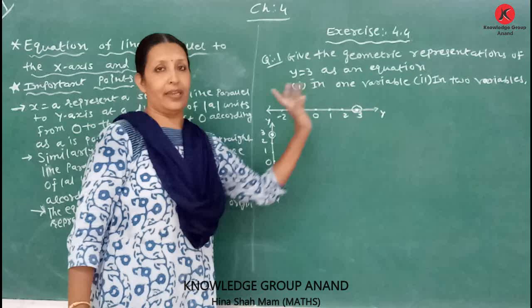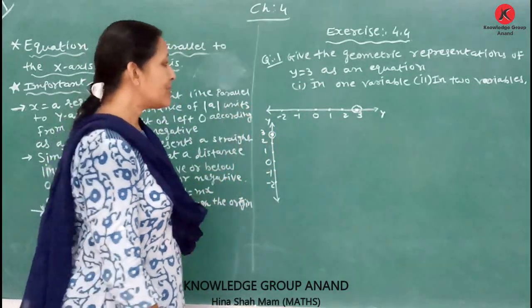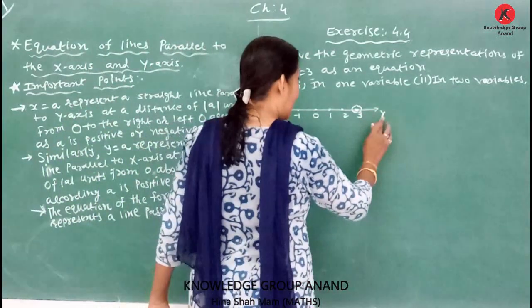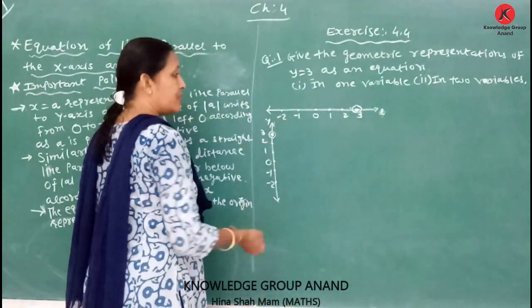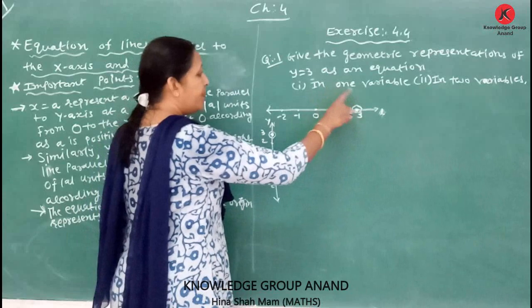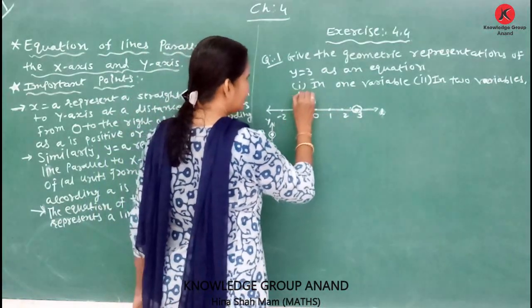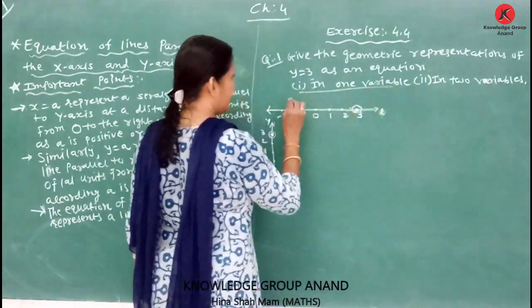But here write y is equal to 3. Your line, the arrow, is denoted y is equal to 3. Line on the y-axis, y is equal to 3, in one variable.